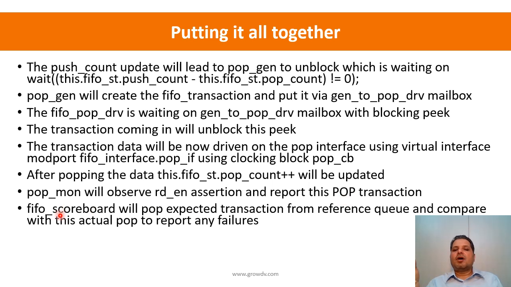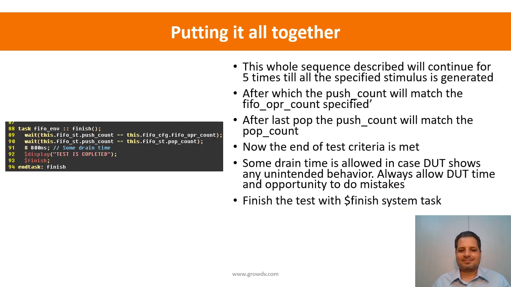Now what the FIFO scoreboard will do is, it will take the push transaction data that it had stored when the push had happened into the reference FIFO queue data type. It does the pop front from that particular data type and takes the actually reported pop transaction and compares the data between them, and the data has to match, because we are expecting the data to come out in the same order, right?